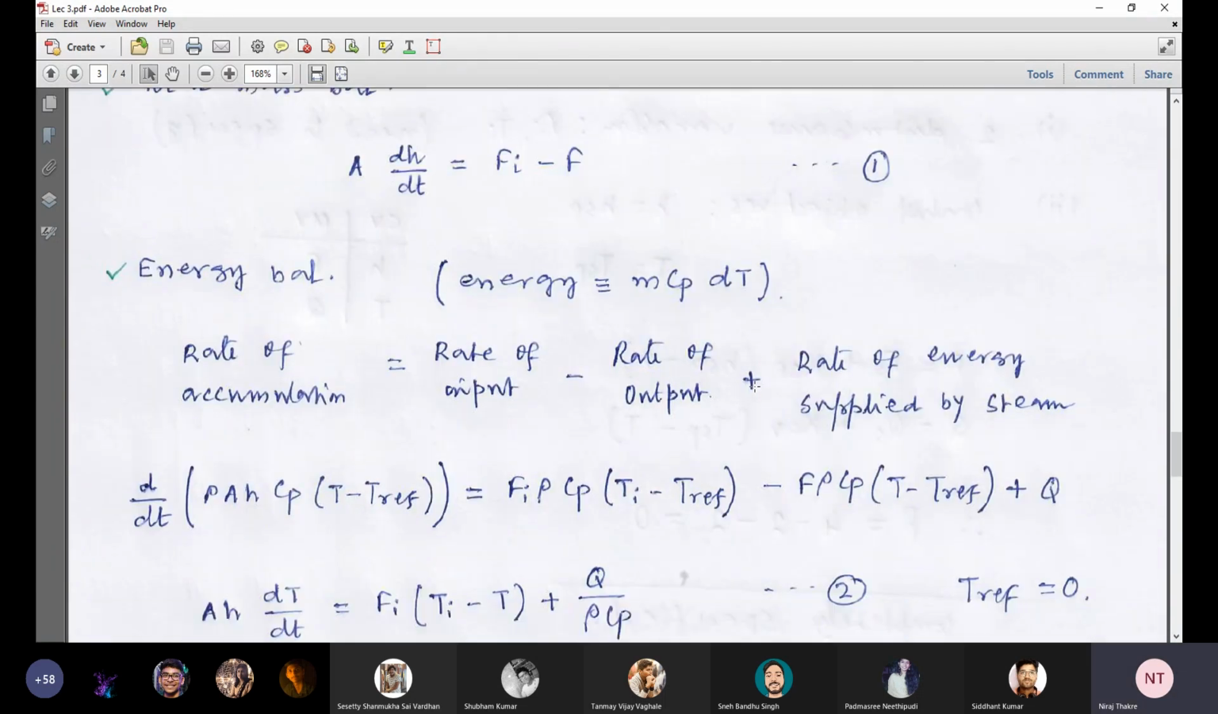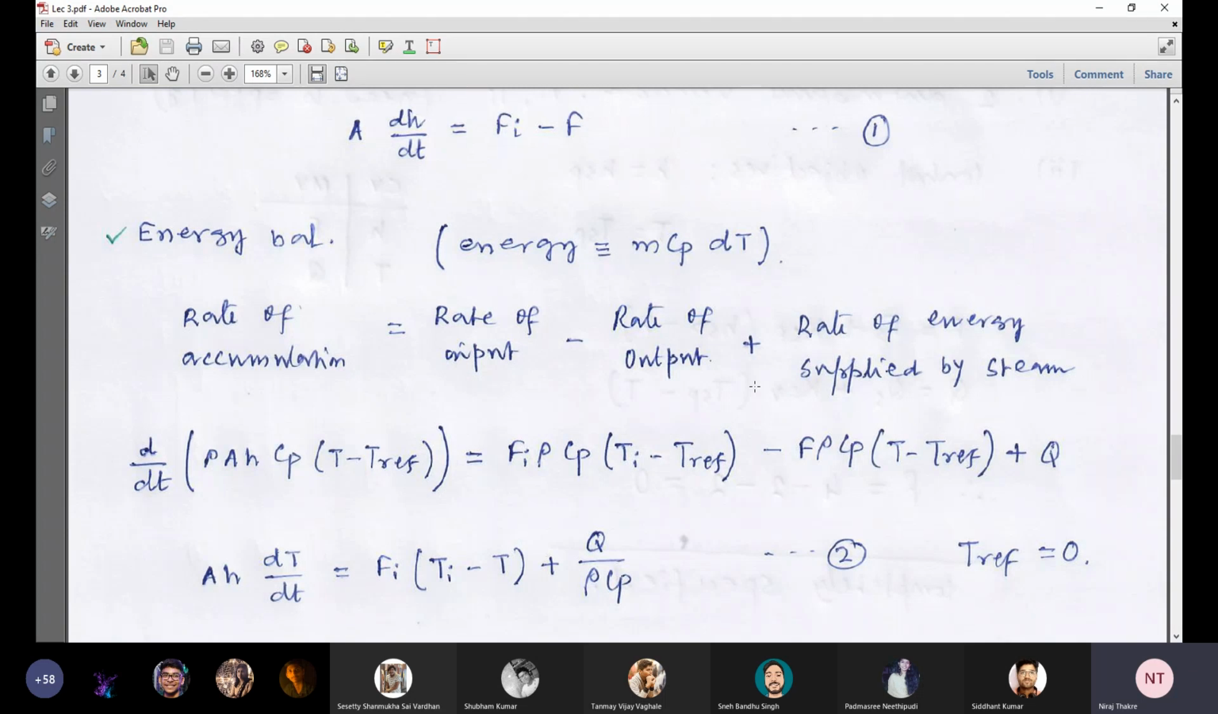Okay, so this is our expression. Let us consider T reference equal to 0. If we consider T reference equal to 0, then we have this final equation, you see, equation 2. Is this equation correct?